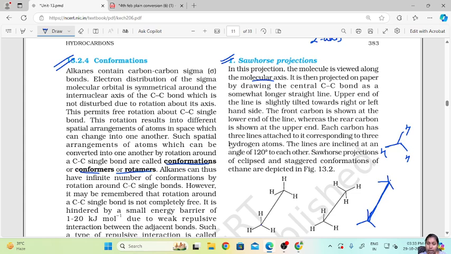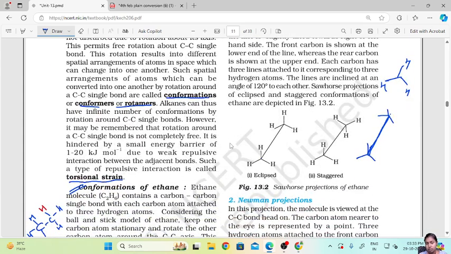Now, another way is again the same thing. The first carbon I am keeping as it is, the second carbon I am rotating. Once I rotate it, it becomes something like this. You get a Y shape. So in front you have an inverted Y and behind you have a normal Y. This is what the Sawhorse projection of ethane is.